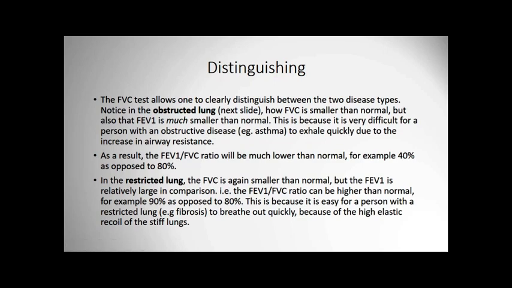in the airway resistance. In restrictive lung disease, the forced vital capacity is smaller than normal, but the FEV1 is not as small as in people with obstructive diseases. So the ratio between the two values can be normal or even higher than normal. For example, instead of 80, it can be 90. Normally this occurs because it is easy for a person with a restricted lung to breathe out quickly. They have difficulty inhaling, but they don't have any difficulty exhaling. The problem with obstructed lungs is in exhalation or expiration, and the problem with the restricted lung is in inspiration, and they don't have any problem with expiration.